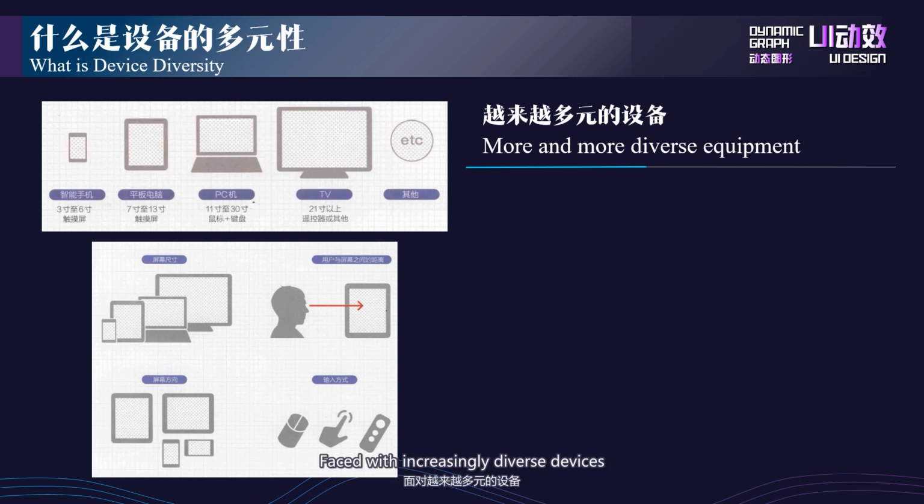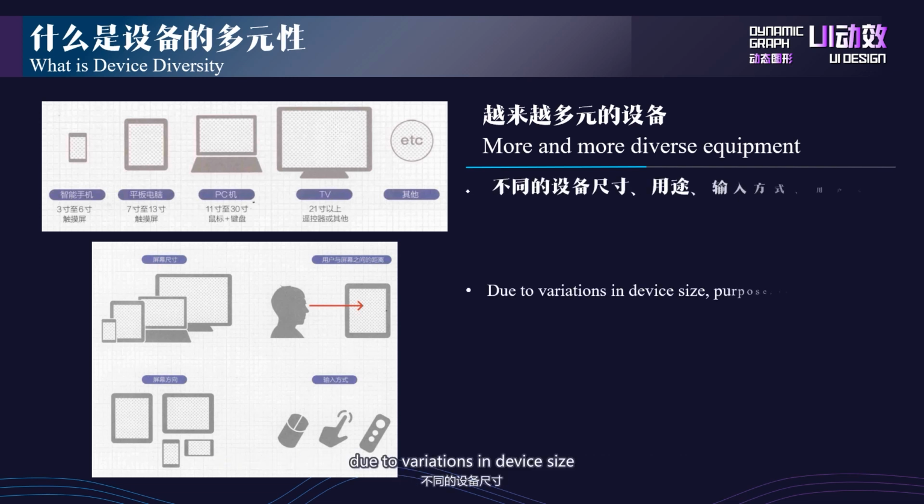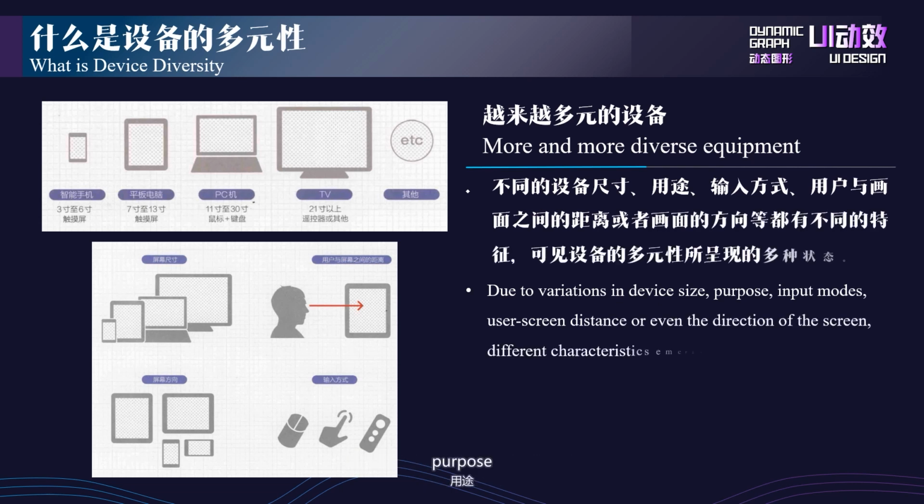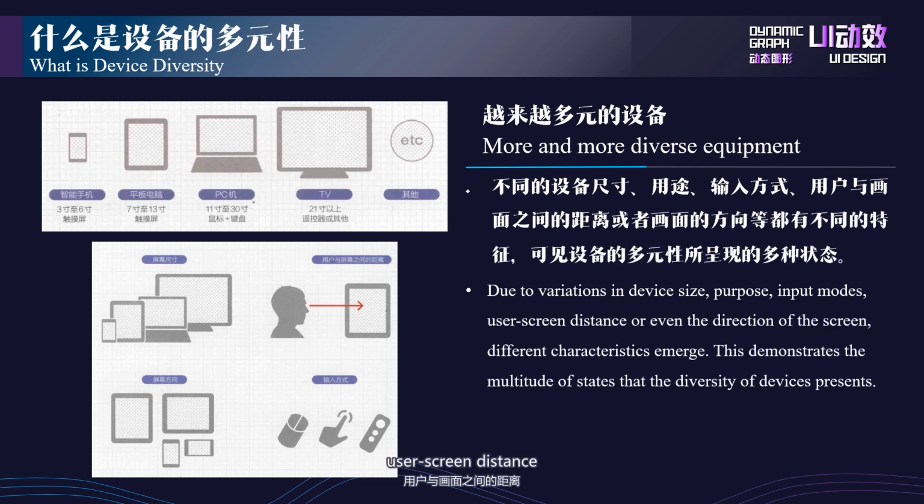Faced with increasingly diverse devices due to variations in device size, purpose, input modes, user screen distance, or even the direction of the screen, different characteristics emerge. This demonstrates the multitude of states that the diversity of devices presents. Despite the differences in computing speed and operating system, the physical factors affecting interface design are basically the same, including screen size, user screen distance, screen direction, and input mode.